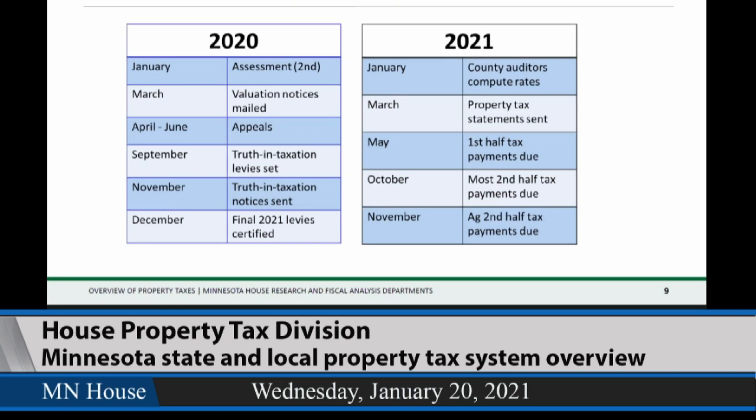In November, the local jurisdictions send out notices to property taxpayers, giving them an idea of what their property taxes are going to be in the following calendar year. And these are based off of those preliminary levies that were set in September. Finally, in December, the local jurisdictions certify those levies. So they actually choose a final amount that they're going to levy in the next year. And in January of the following year, those tax rates and tax amounts actually get computed. In March, the statements go out and first half property tax payments are due in May. Most taxpayers will pay their second half payment in October, with the exception of ag properties, which pay their second half payments in November. Next slide, please.